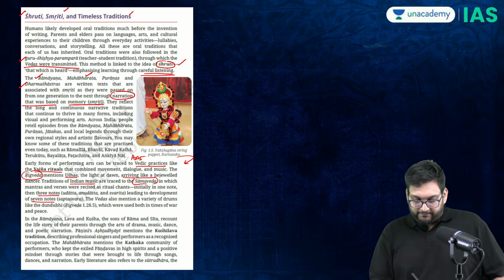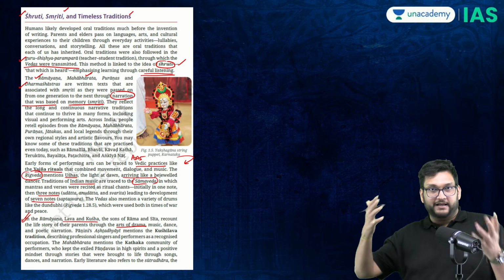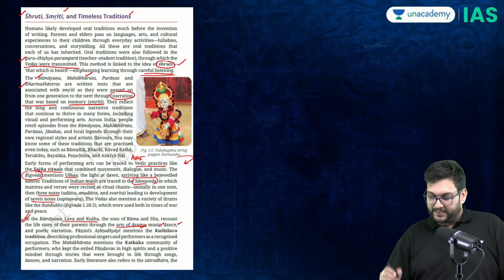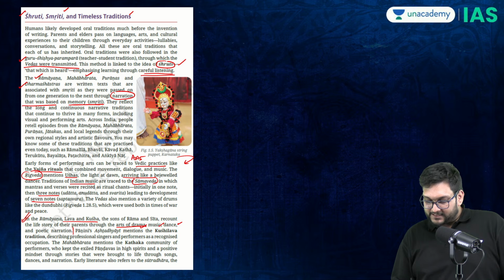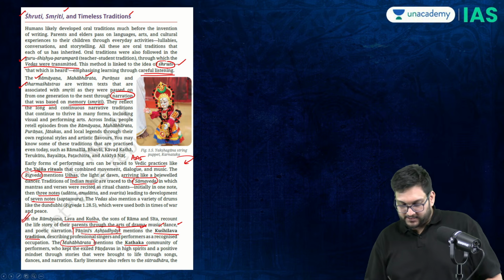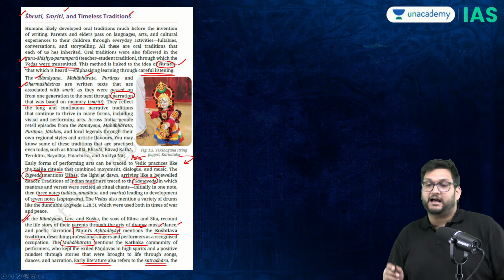And the Ramayana itself talks about how Luv and Kush performed the Ramayana through the concept of drama, dance, and poetic narration. Similarly, Panini's Ashtadhyayi mentions the Kushilava tradition. Then the Mahabharata mentioned the Kathaka tradition itself, and in earlier literature, the Sutradhars are considered.